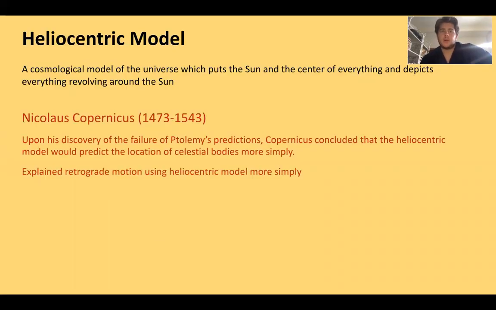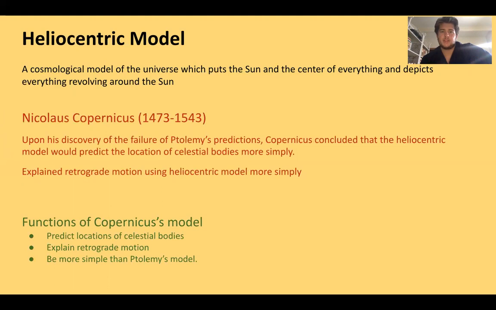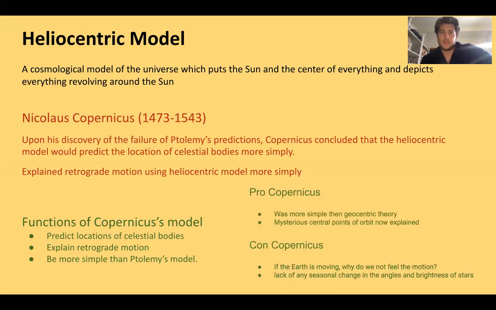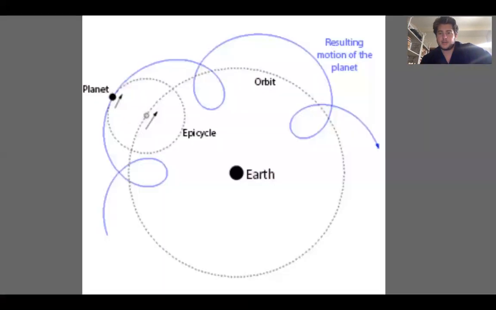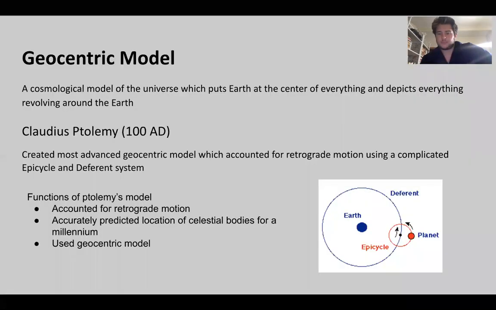So Copernicus's model explains the same thing that Ptolemy's model did. The difference is that Copernicus's model was simpler. It did not involve random and unexplained center points of revolution. As we can see here, this black dot in the epicycle is just, there's nothing there. It's just revolving around nothing. Or at least they hadn't discovered anything there.